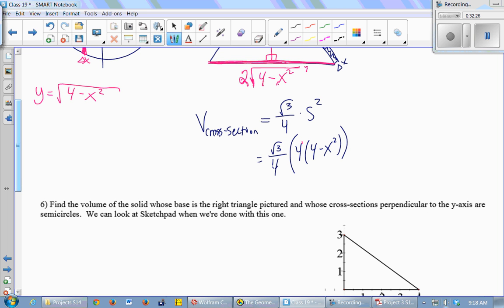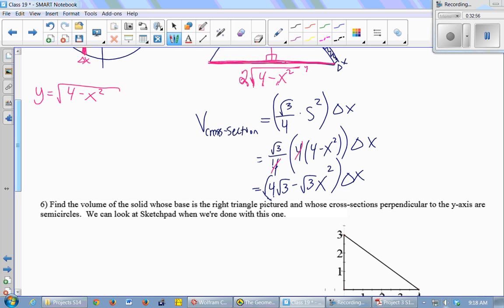Okay, so these 4's will cancel. And the volume of my cross section ends up being 4 root 3 minus root 3 x squared. Sorry, these are missing delta x's. So it's finding the volume, not just the area of the base.